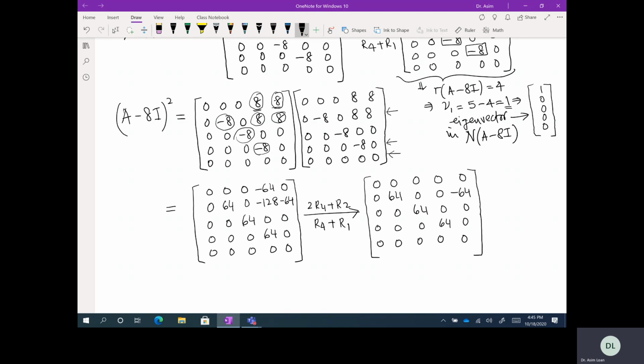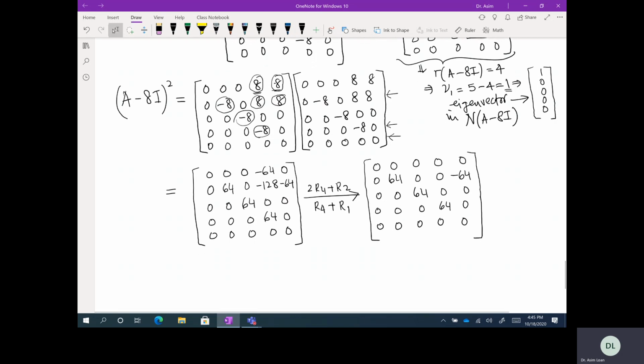I can divide everything by 64 and I can get 1. And then I do row 2 divided by 64, row 3 divided by 64, row 4 divided by 64. If I do that, this will become 1. This will become 1. This will become 1. And this will become minus 1. Okay, good.